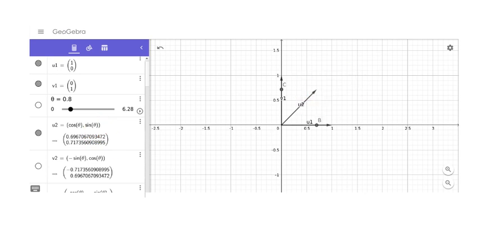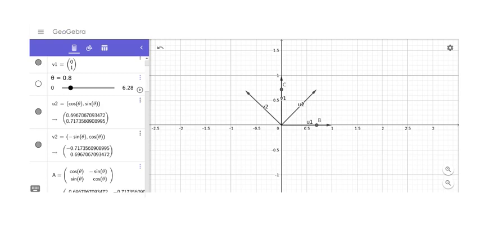Similarly, V2 will have coefficients minus sin theta and cos theta. So this is the V2 vector. Now if you rotate this one, I have the rotation matrix. I have represented it as A: cos theta, sin theta, minus sin theta, cos theta. So this is the rotation matrix now.